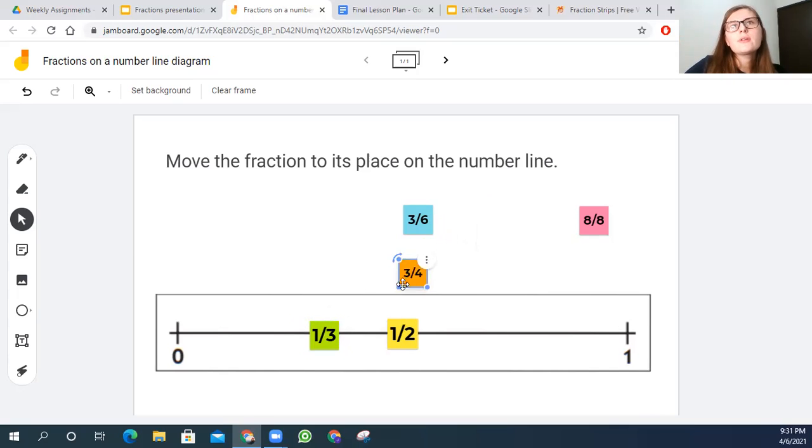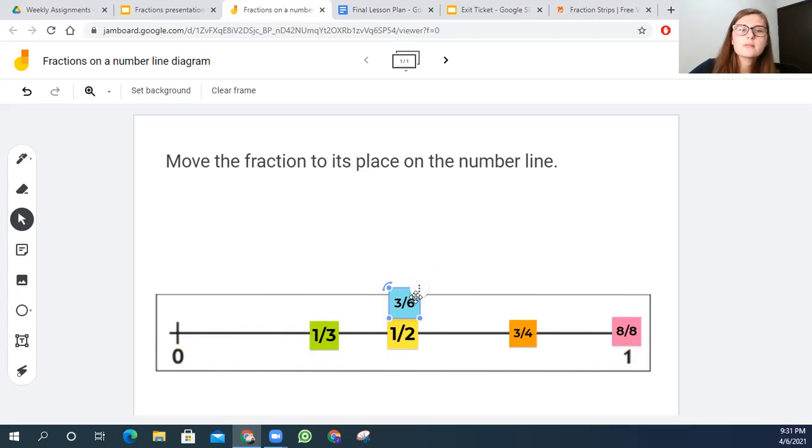So 3/4 here, we would split it into 4 parts. If you can imagine, 2 out of 4 would be right in the middle. So 3 out of 4 would be somewhere between 1/2 and 1. 8 out of 8, that one you should recognize. 8 out of 8 parts is the same as 1 or a whole. And 3 out of 6, right in the middle there, because 3 is half of 6, so it would be halfway on our number line.